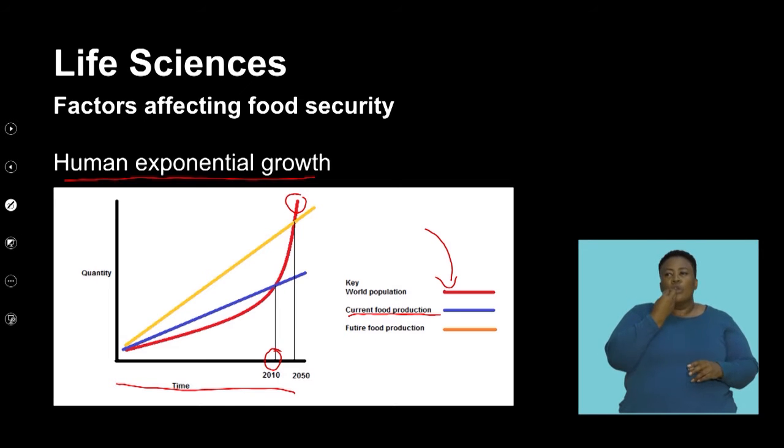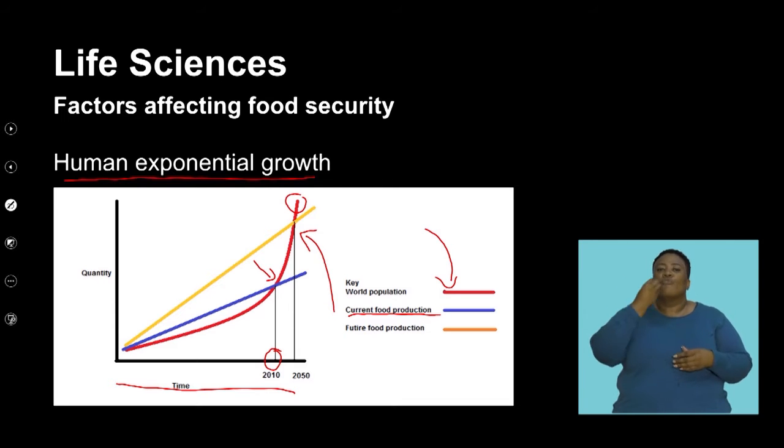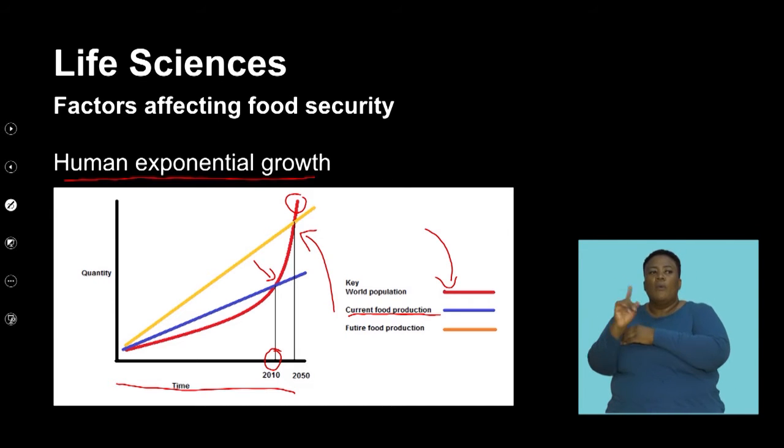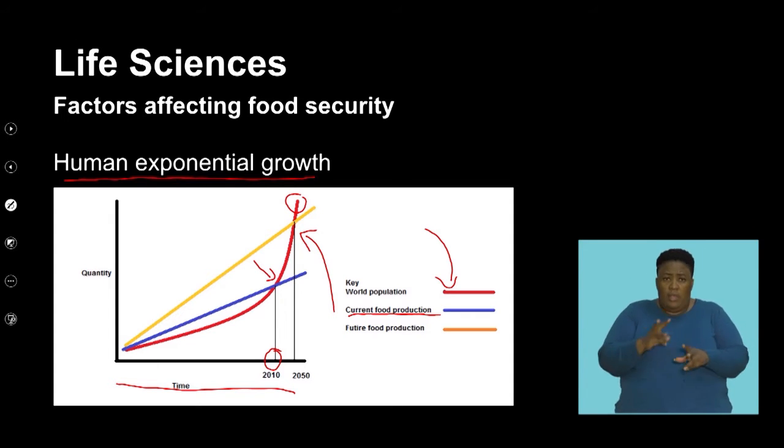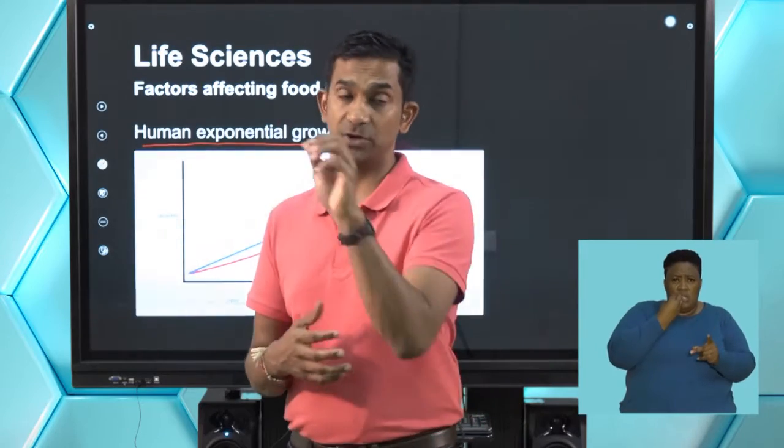And if you see this, the current food production is probably sufficiently meeting the demands of the population at the moment. However, the question arises, what would happen to food production in the future? In the future, in the context of what would happen when the population exceeds at an exponential rate? Would our current methods of food production meet the requirements of an exponentially growing population?